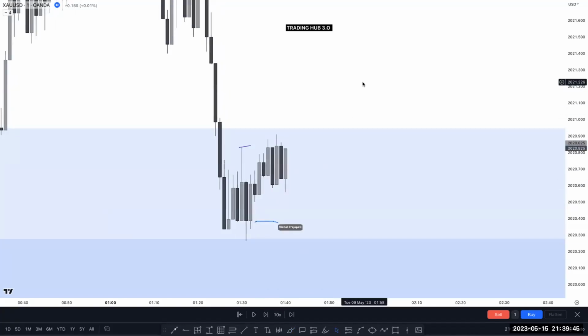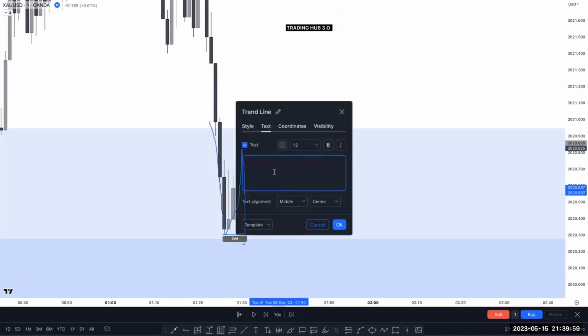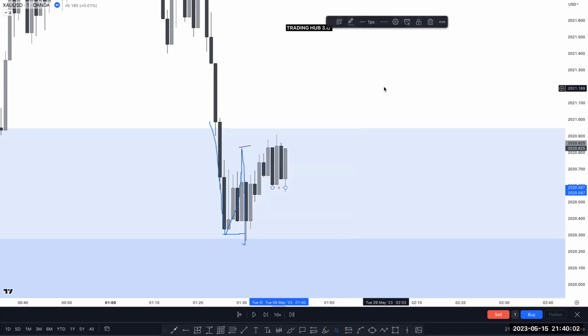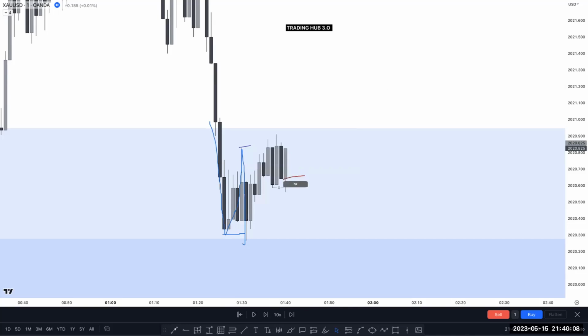Okay, so those are already mitigated here. What happened here? Inducement taken out. Okay, so if the inducement is taken out, now what should you do in this case? Why do we need inducement? Sir, we need inducement because there is no proper order block here. There is no proper order block. That's why we need it. Yes, sir.